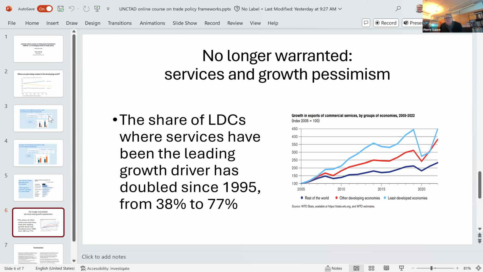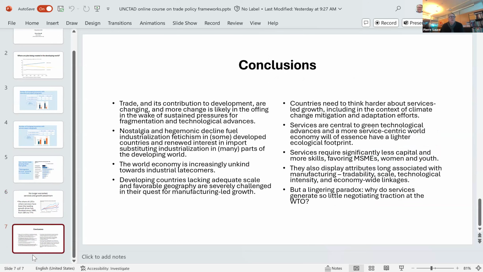It used to be that 2 out of every 5 LDCs were driven by services growth, mostly tourism. Today, it's close to 80% of LDCs whose main driver of growth is the service economy. And the basket of services that is driving that growth is today much broader than it used to be. It used to be essentially a tourism story and a bit of a transport story. But now, thanks to digitization, a lot of developing countries, including poorer ones, are very significantly diversifying their export baskets in services. So what conclusions do I draw from this very brief presentation?